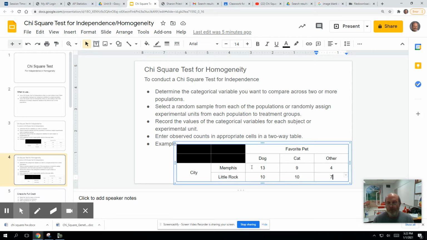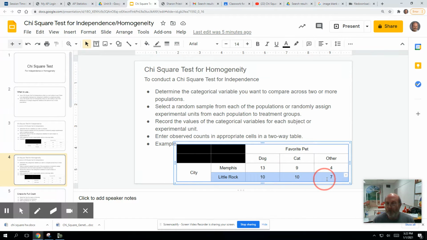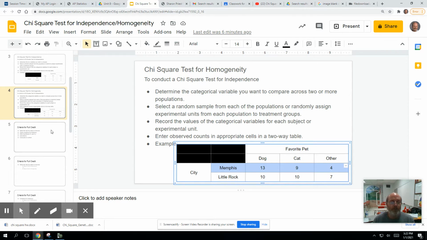This is kind of similar, but here we're comparing a sample of people from Little Rock and their favorite pets and a sample from Memphis, two completely different populations. When we run this chi-square test for homogeneity, we're going to check to see if the distribution of favorite pets is the same for people in Memphis and people in Little Rock. That's what a chi-square test for homogeneity would do.